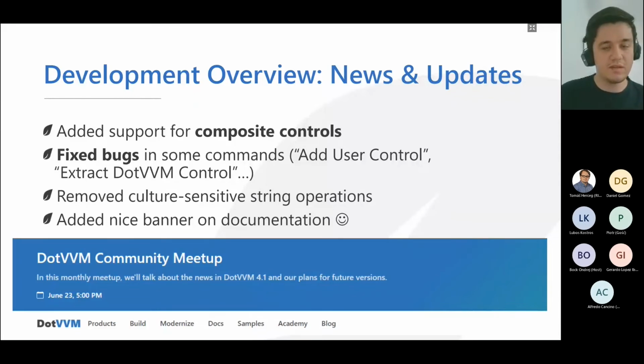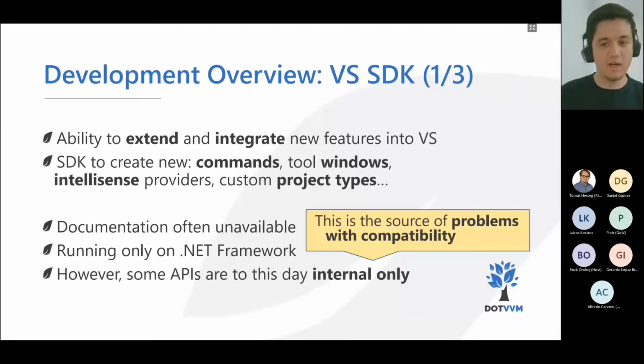Okay, so there's been some news and updates, and now let's take a look at what's so special about Visual Studio SDK and why it tends to break us sometimes with updates, and we need to perform updates as well. So Visual Studio SDK is a really nice software development kit that makes it possible for you to extend the capabilities of Visual Studio and also integrate some new features.